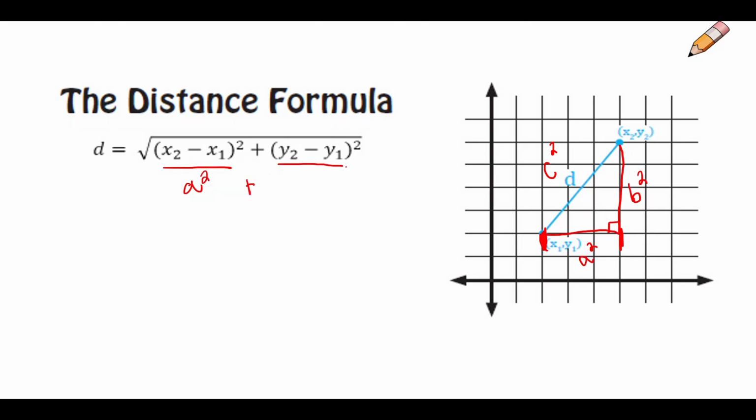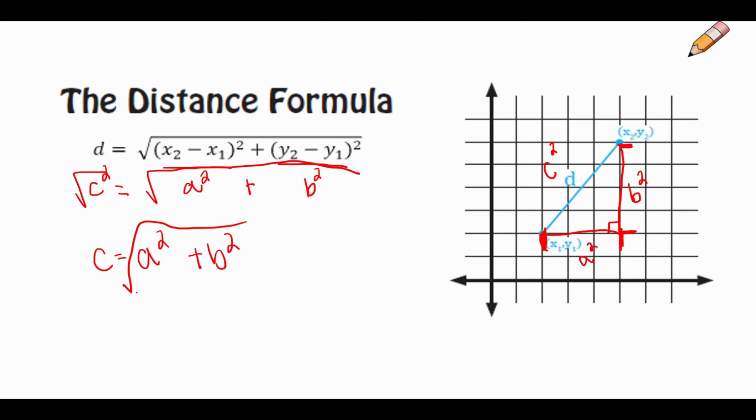Plus the difference in my y values. Now, when I go up and down, I'm taking that y2 coordinate from my second point minus my y value of that first coordinate, and that's how I got b squared. And typically that would all be equal to c squared, and they're just taking a shortcut by saying, let's find c right away, and this is what it would be.